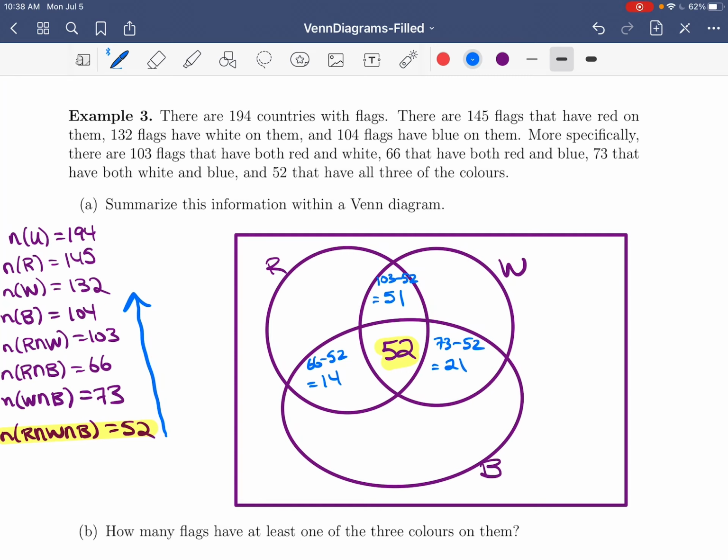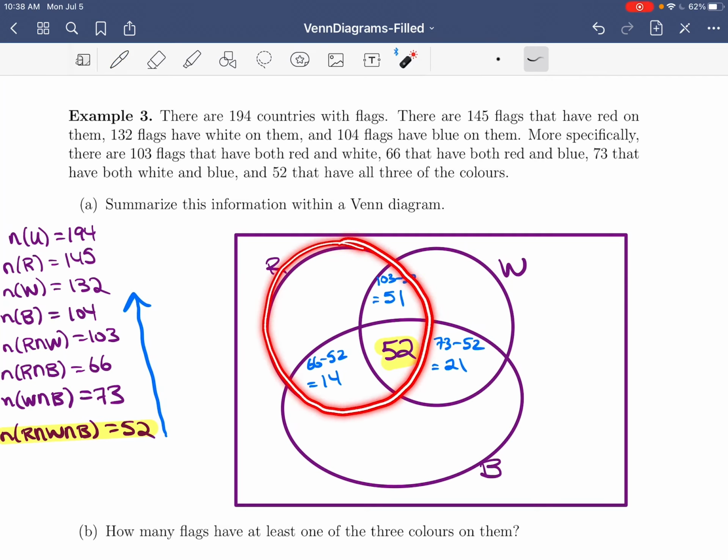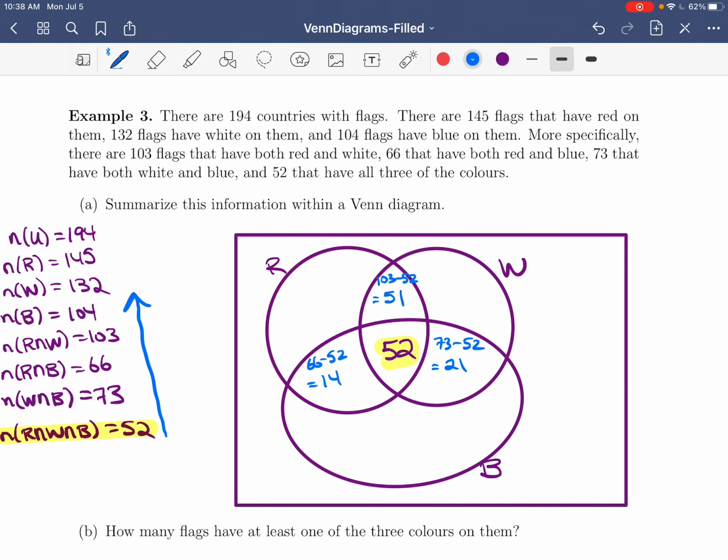Okay, so now we know each of those, and now we can start filling in the last bit. So the number in red is 145. So that means everything in this circle has to add to 145, which means the remaining spot has to be 145 minus the other spots.